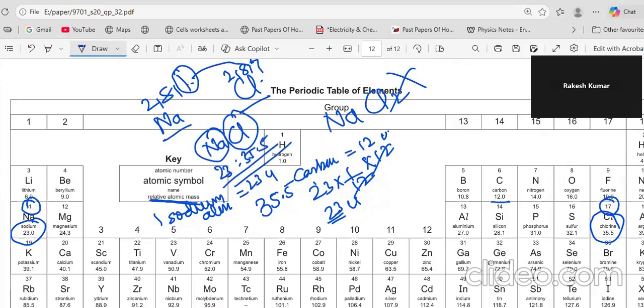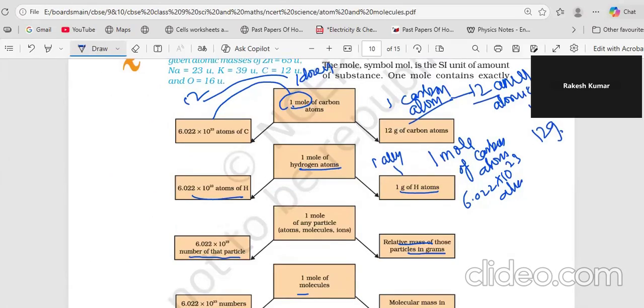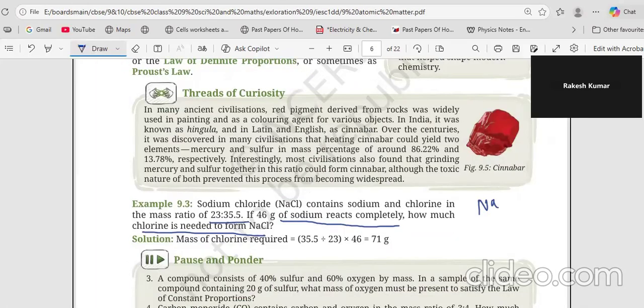This is the fixed ratio. So this is the ratio which, anywhere you take NaCl, will be 23 to 35.5. So if you react 46, this ratio should be doubled. So if I multiply this, 46 will require 71.